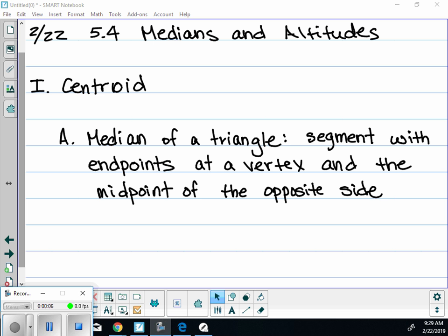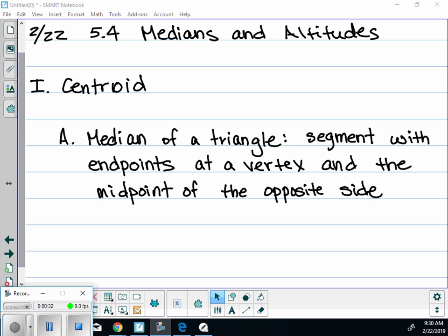So section 5.4 is on two main things, centroids and orthocenters. Just like circumcenters and incenters, they have special properties. Okay. So the centroid has to do with the medians of the triangle.